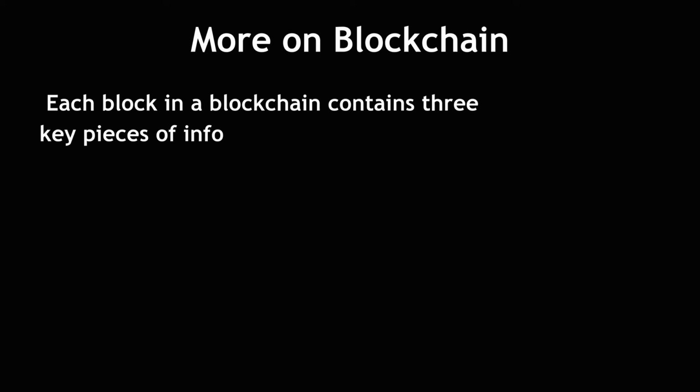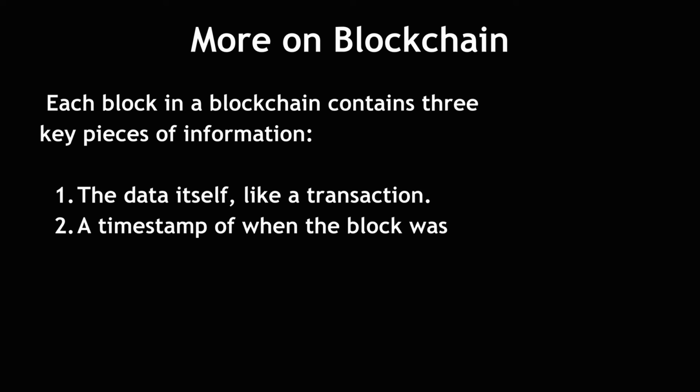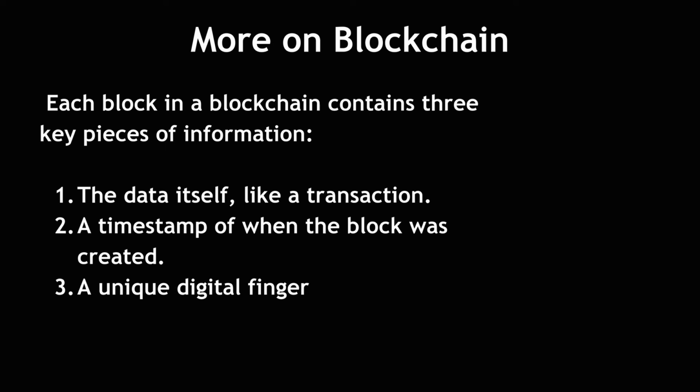Well, let's dive a little deeper. Each block in a blockchain contains 3 key pieces of information. Number 1, the data itself, like a transaction. Number 2, a timestamp of when the block was created. Number 3, a unique digital fingerprint called a hash that identifies that specific block.